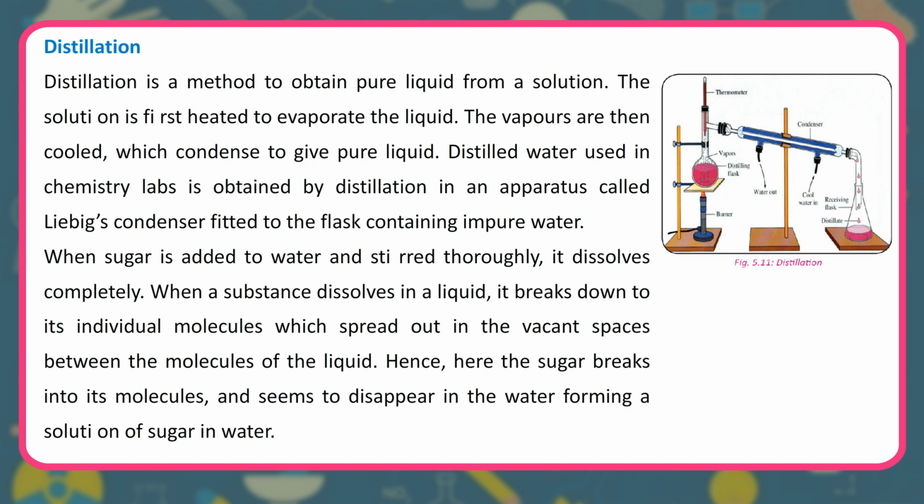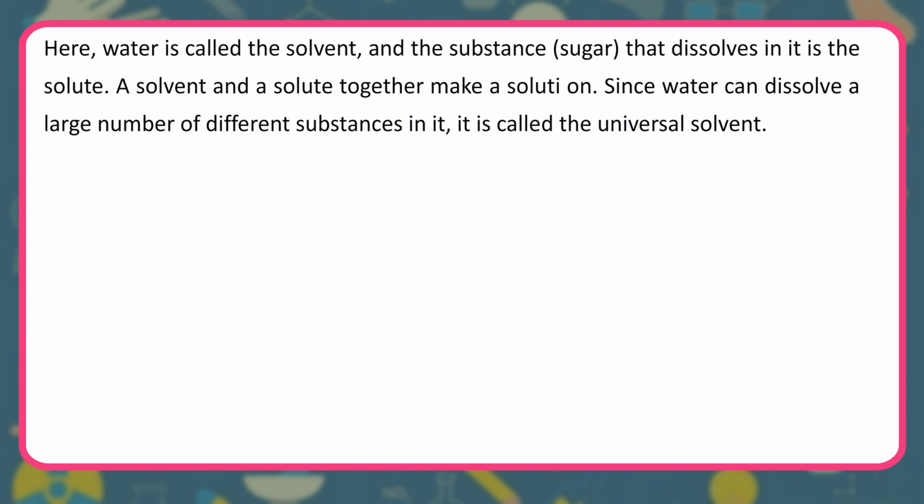When sugar is added to water and stirred thoroughly, it dissolves completely. When a substance dissolves in a liquid, it breaks down to its individual molecules which spread out in the vacant spaces between the molecules of the liquid. Hence, here the sugar breaks into its molecules and seems to disappear in the water, forming a solution of sugar in water. Here, water is called the solvent, and the substance, sugar, that dissolves in it is the solute. A solvent and a solute together make a solution.